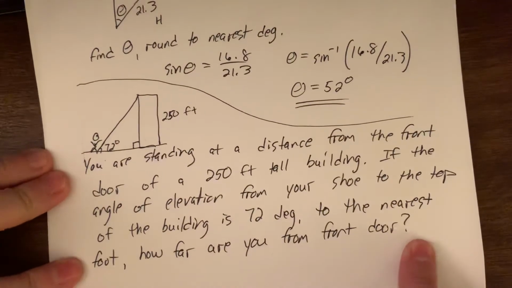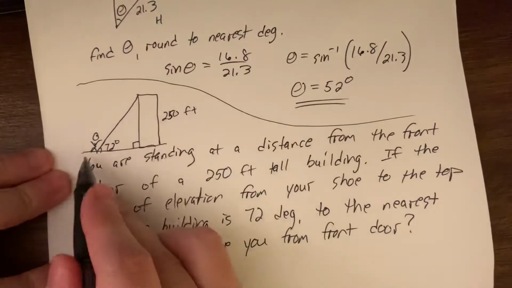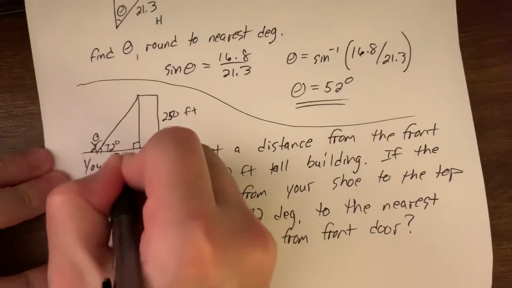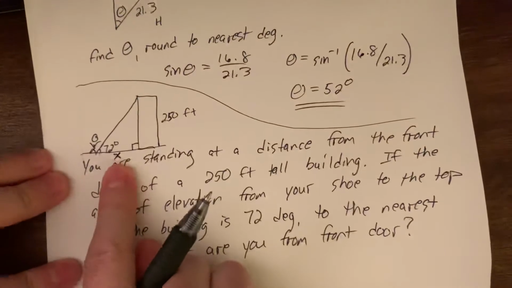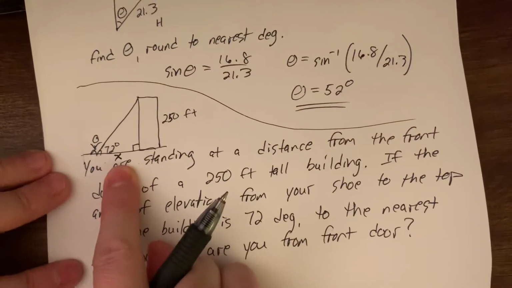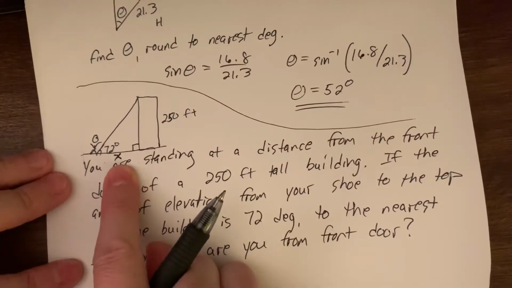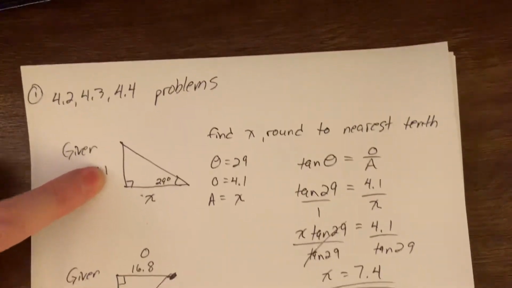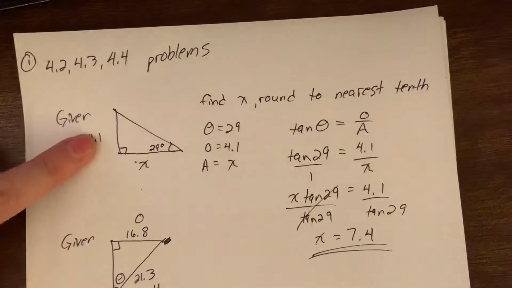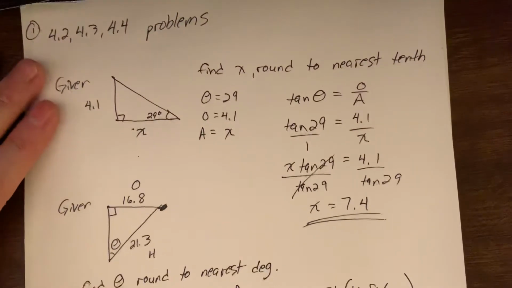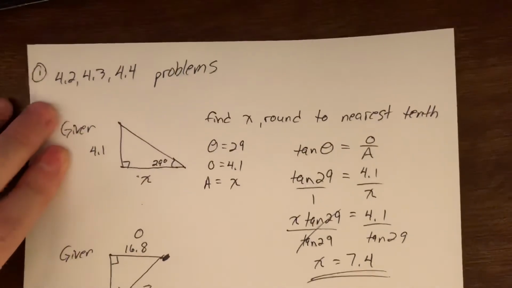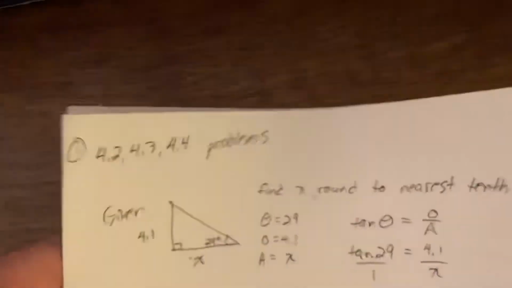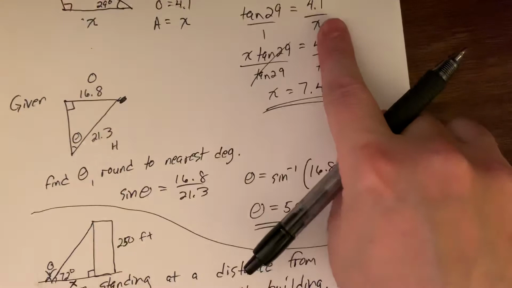How far are you from the front door? Here you are. Here's the front door. That is the x we are looking for in this problem. So if you notice, this problem is pretty similar to what we just had up here a moment ago. We had to draw it, we had to get ourselves positioned, and as we do more of these problems, what sides do we know? How do we solve? There's a whole bunch. This one works out very similar to what we had here.